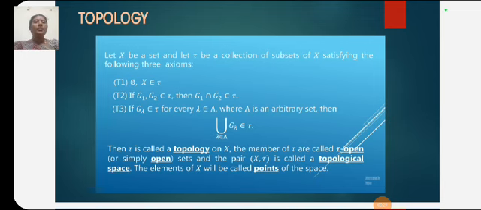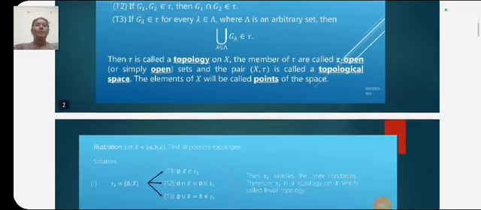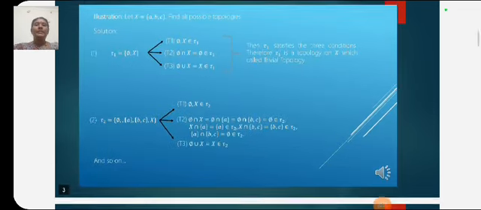And number 3, if G lambda belongs to tau for every lambda belonging to A, where A is an arbitrary set, then the arbitrary union of elements of tau belongs to tau. Then tau is called the topology on X, and the members of tau are called the tau open sets, and the pair (X, tau) is called the topological space. The elements of X will be called the points of the space. Let us illustrate by an example.